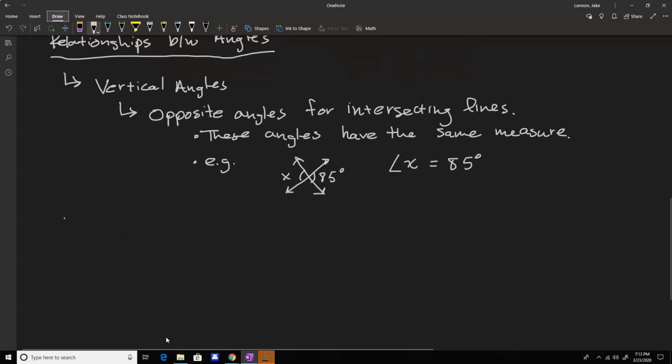So another thing that comes up is the interior angles of a triangle.